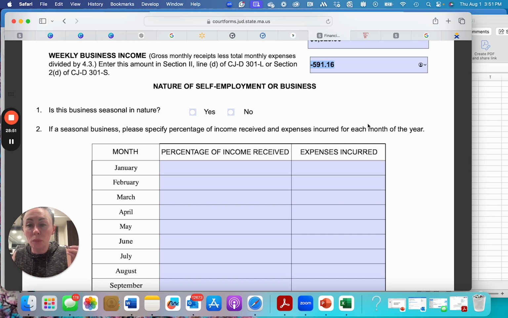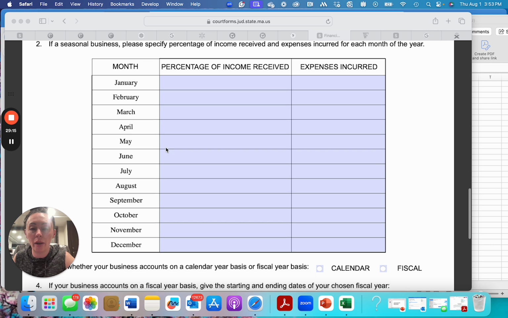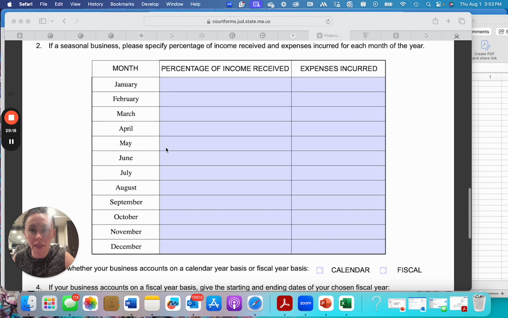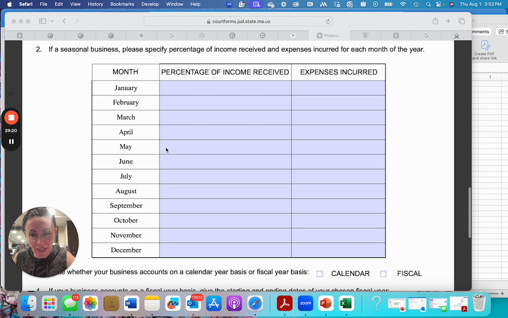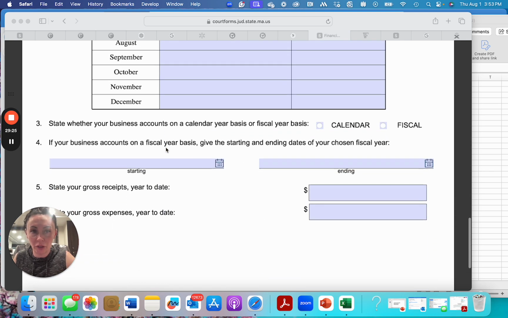A super common example of a seasonal business is a landscaper. Or maybe you have an ice cream truck or ice cream stands, or you have a Christmas tree farm, or some other sort of business where you're earning a bunch of your money in one specific season and then it's sort of dry the rest of the year. You're going to need to fill out this section on page 2. Now, it can get a little hairy scary on this part of the Schedule A, but fear not.